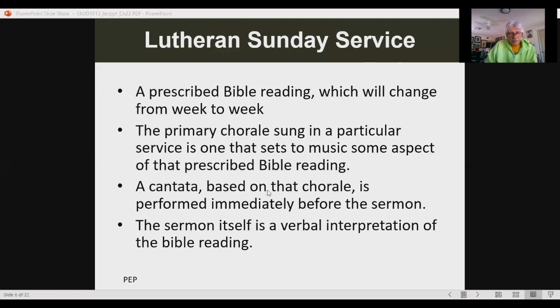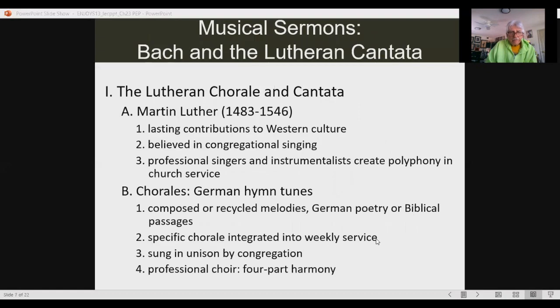So a cantata is based on a particular chorale that is usually sung and performed immediately before the sermon. The sermon that the minister would give is a verbal interpretation of the Bible reading.